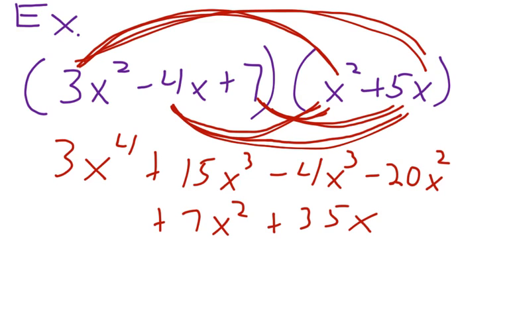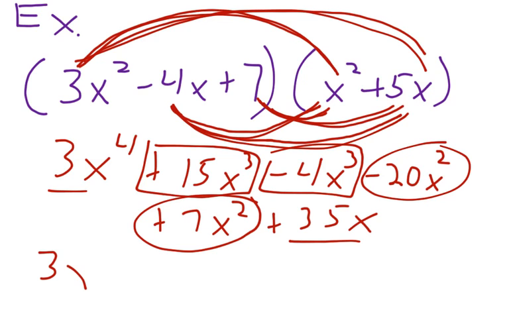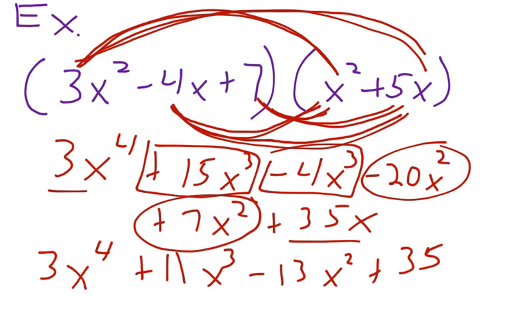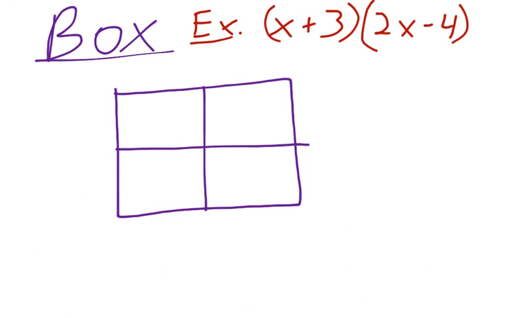Alright, so if we've made sense of that, we box and circle our like terms. So 15x to the third, negative 4x to the third, negative 20x squared, and positive 7x squared. And then these guys are different from each other. Alright, so just combine your like terms. And it would be 3x to the fourth plus 11x cubed minus 13x squared plus 35x. Alright, so that's what the FOIL method looks like. If you like that one the best, use it. I'm going to show you the box method.